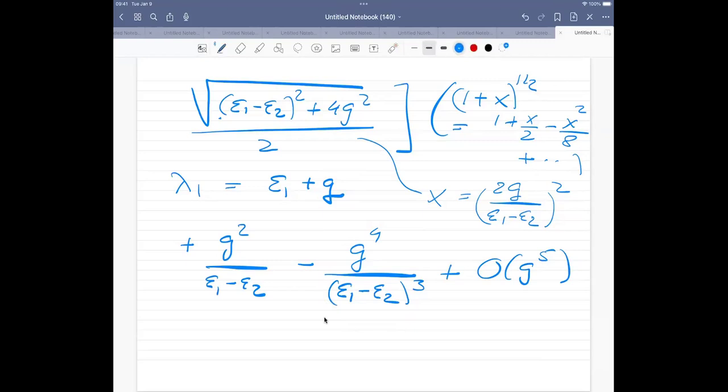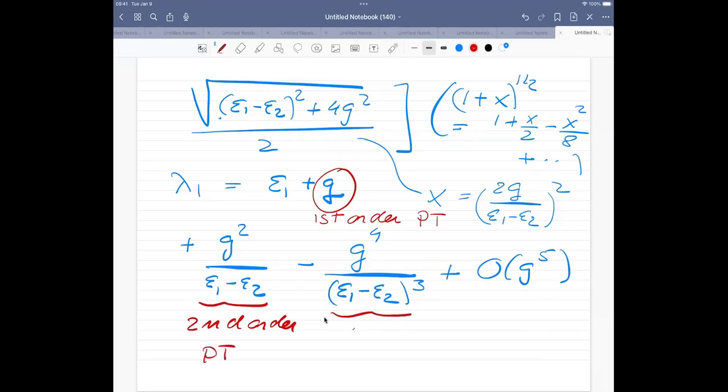But let's just highlight these terms here. So this is going to be first order. And I'm going to use an acronym PT for perturbation theory. This term here is going to be second order perturbation theory. And this term here is going to be fourth order. And then we have higher order terms here.